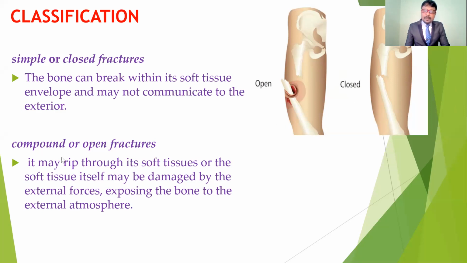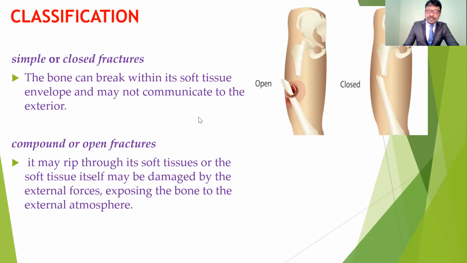In compound or open fractures, the bone may rip through the soft tissue, or the soft tissue itself may be damaged by external forces, exposing the bone to the external atmosphere. The bone comes outside, and along with the exposure there is bleeding to the outside. This depends upon the injury mechanism and how much external force is applied. So the fracture will be either closed or open.